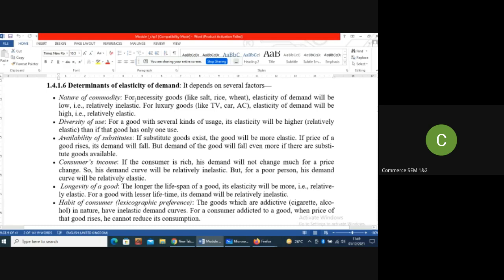Like nature of commodities: for necessity goods like salt, rice, etc., elasticity of demand will be low or relatively inelastic, because for necessity goods, if price changes, the demand might not change very much.